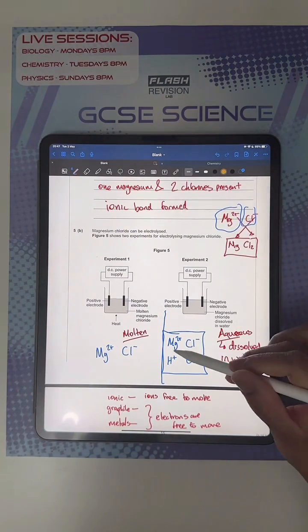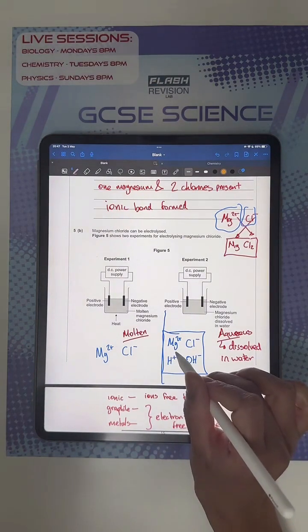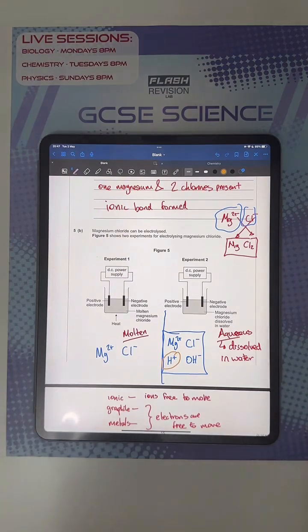Remember the rules. So positive one, the less reactive one goes. Negative one, if there's a halogen, that will go. If a halogen's not present, OH minus will go. Hydrogen, well done, guys. Hydrogen is less reactive than magnesium. Remember, only copper, silver, and gold are less reactive than hydrogen. On the right-hand side, what would it be? Would it be OH minus or Cl minus? I know the question is not asking, but I think it comes later.